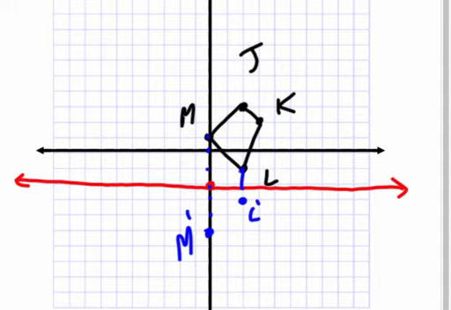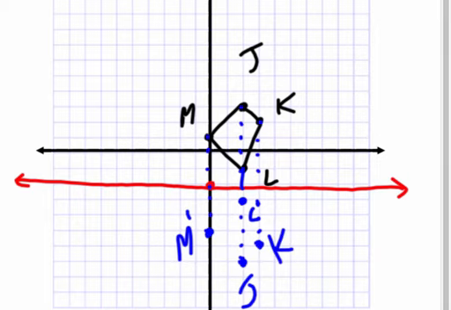And I do that for each one. So J is 1, 2, 3, 4, 5 from the line of reflection. So 1, 2, 3, 4, 5. So there's J prime. And lastly, K is 1, 2, 3, 4. So I go 1, 2, 3, 4 for K prime in the opposite direction. Okay, kind of hard to see my points, but J, K, L, M. There we go. So just count the units that it is away from your line of reflection. That makes it much easier.